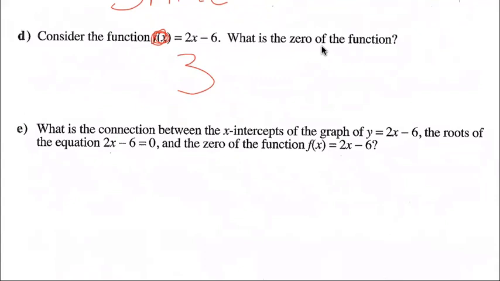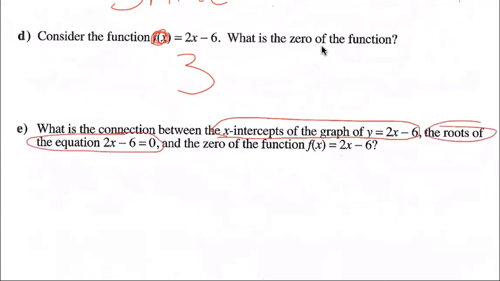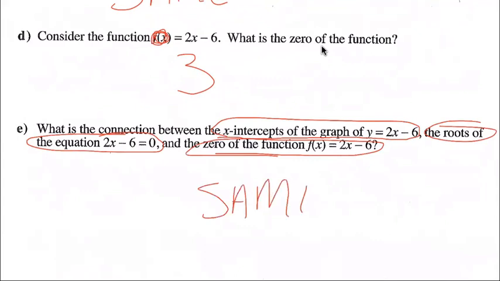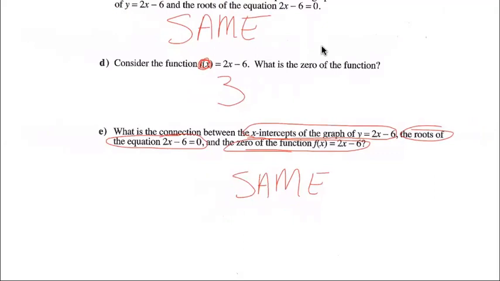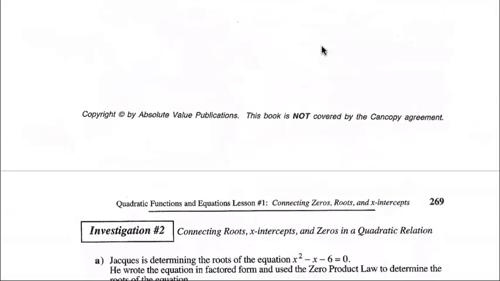What is the connection between the x-intercepts of the graph of y is equal to 2x minus 6, the roots of the equation 2x minus 6 is equal to 0, and the 0 of the function f of x is equal to 2x minus 6? They're all the same. Okay, I'd give you a nice little summary of all of that, but it's pretty easy to say, and I think it's at the bottom of the next page. X-intercept, roots of the equation, zeros of the function, all mean the same thing. Just a different usage of how the equation is laid out or the function is laid out, and the question that you get asked.